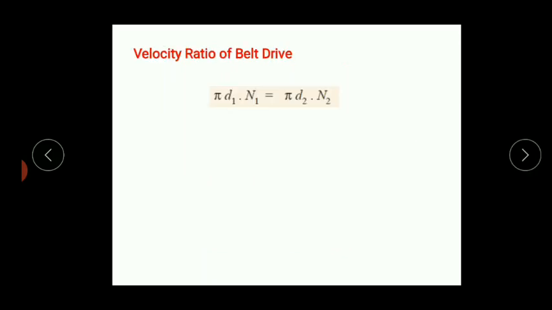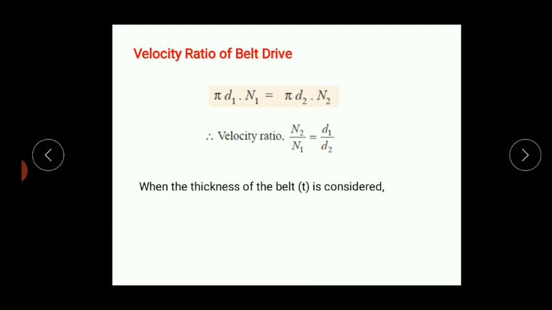Now velocity ratio. It comes to n2 upon n1 is equal to d1 upon d2, as pi gets cancelled, and what will remain is n2 upon n1 equal to d1 upon d2. That is called the velocity ratio or speed ratio.